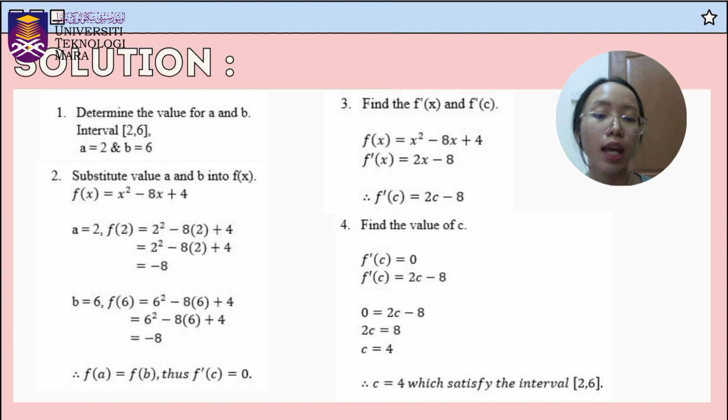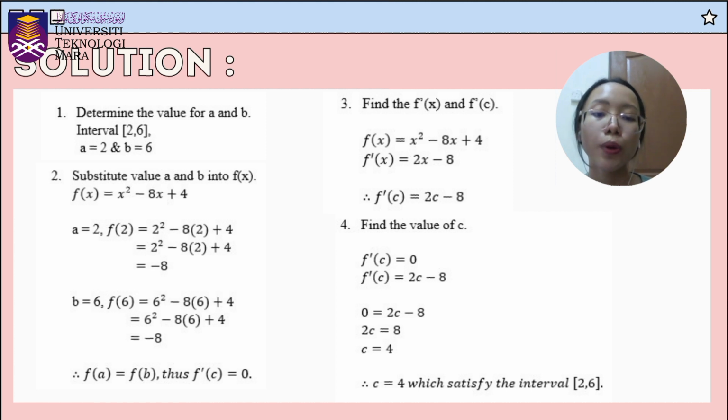From the question, f(x) is equal to x squared minus 8x plus 4. We will need to use the power rule to solve this question. Thus, f prime x is equal to 2x minus 8. To find f prime c, we just need to change the x into c. Thus, f prime c is equal to 2c minus 8.